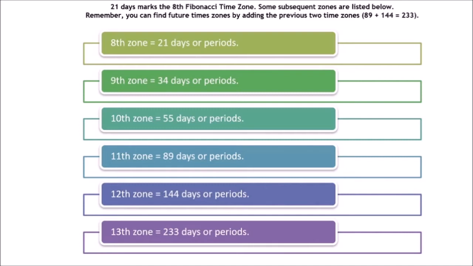Remember, you can find future time zones by adding the previous 2 time zones. For example, 89 plus 144 equals 233.